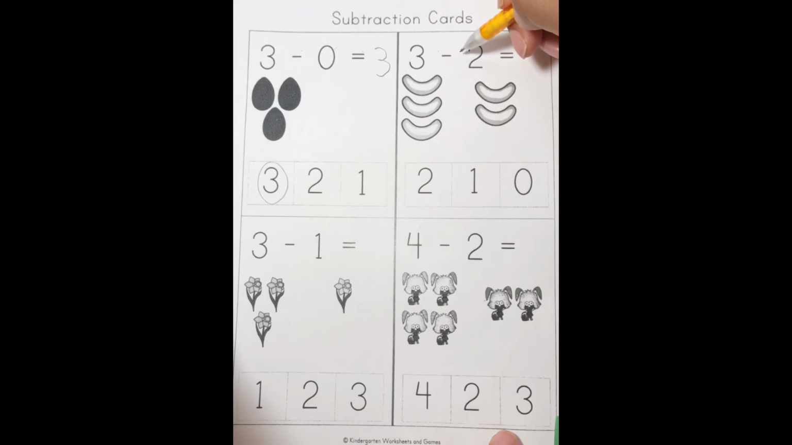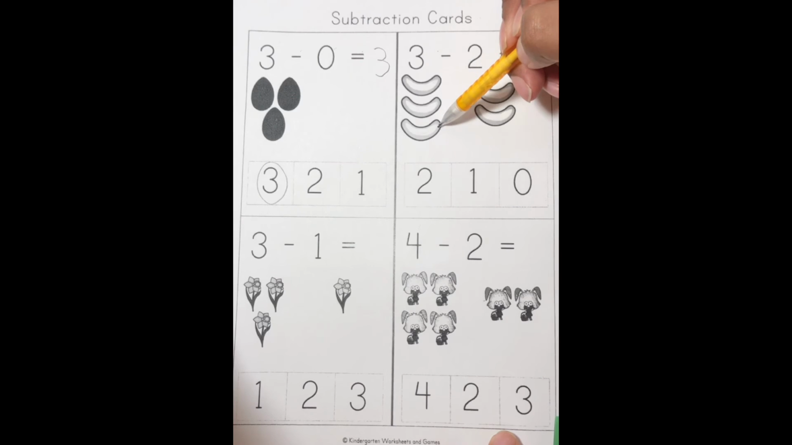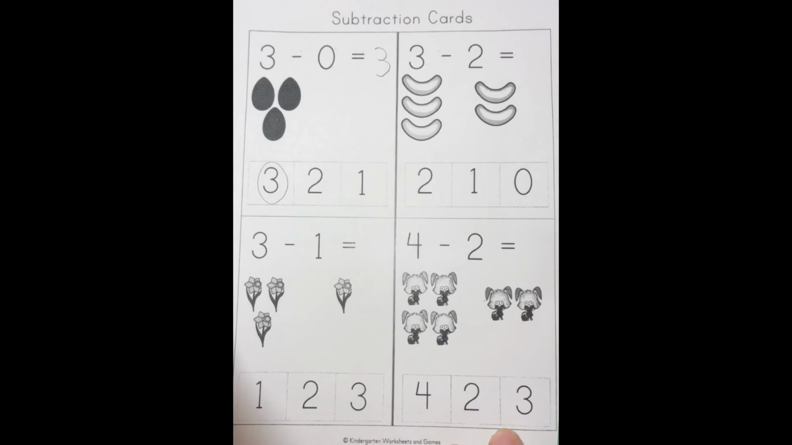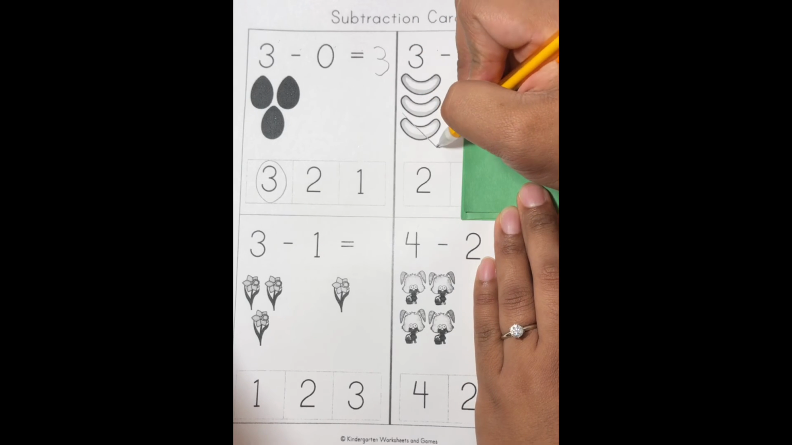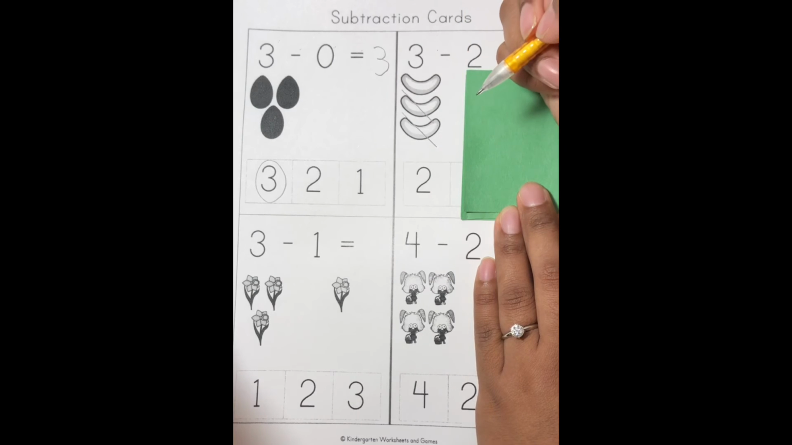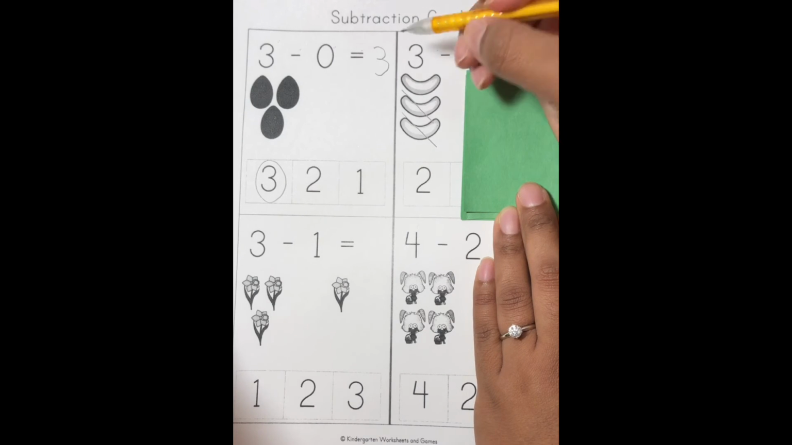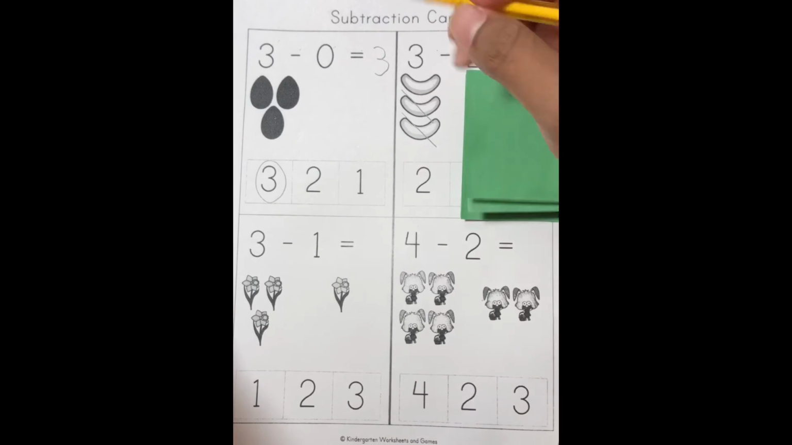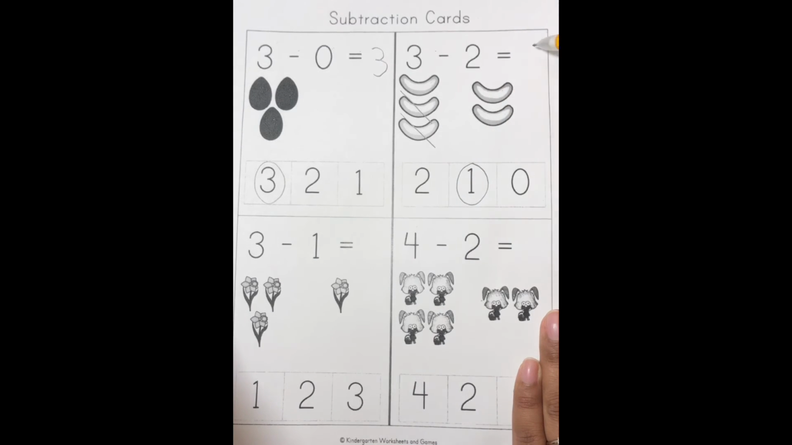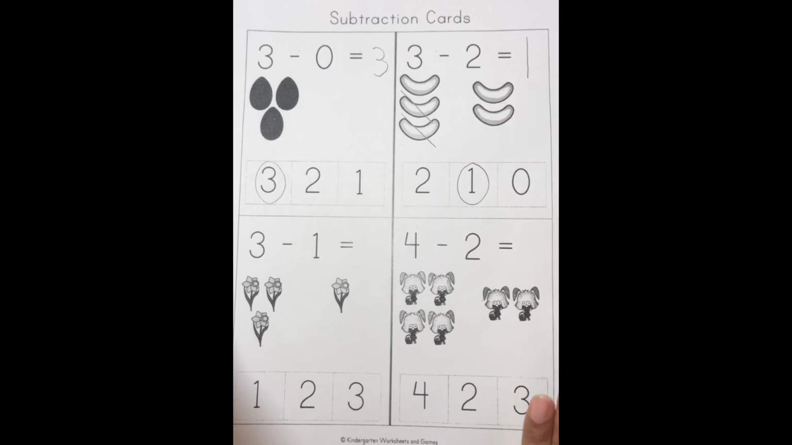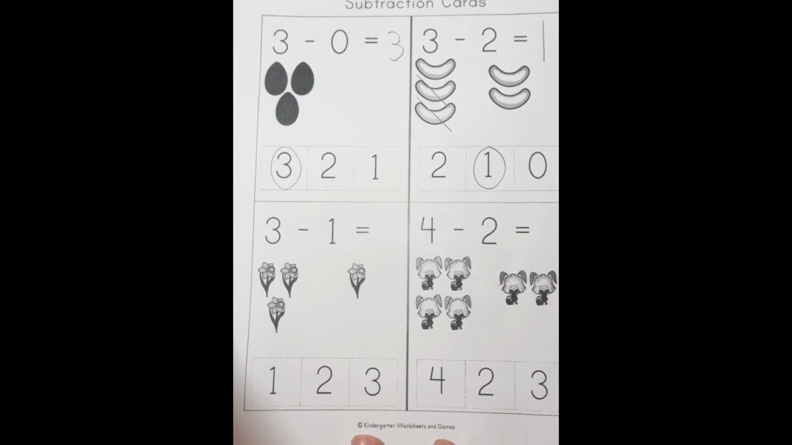It's 3 minus 2 equals, let's count how many jelly beans you have. 1, 2, 3. And how many do you have on the other side? 1, 2. So let's do this. If I have 3 jelly beans and I take away 1, 2, how many jelly beans do I have left? 1. Correct. So let's go ahead and circle our 1. And let's write it on our own. Good job. So here's our next card.